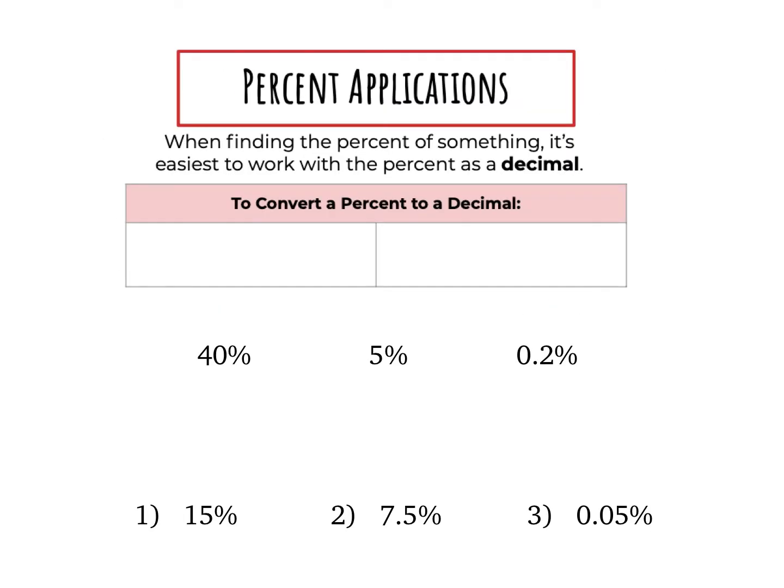So let's start by having these notes in front of you, and we're going to fill these out as you watch the video. So the very first thing at the top of this note page is talking about when you're finding the percentage of something, it's easiest to work with the percent as a decimal. And there are two ways to do this. So the first way that you can convert any percentage to its decimal form would be to divide it by 100. So that would be using your calculator and being able to do that. What dividing by 100 does is it moves your decimal 2 places to the left.